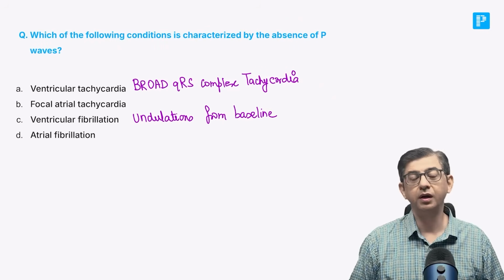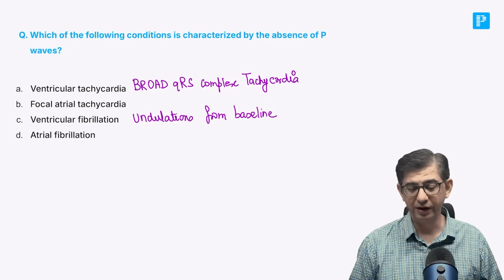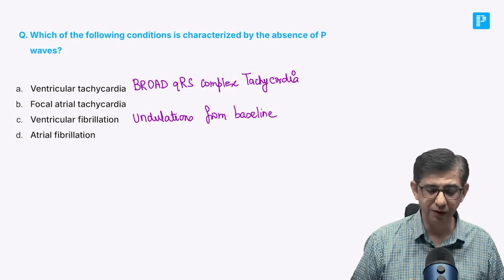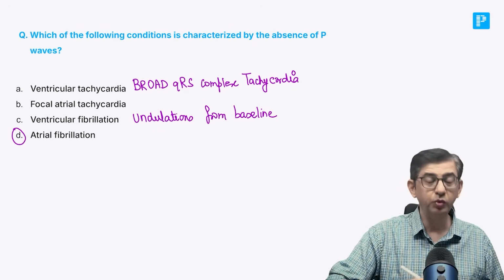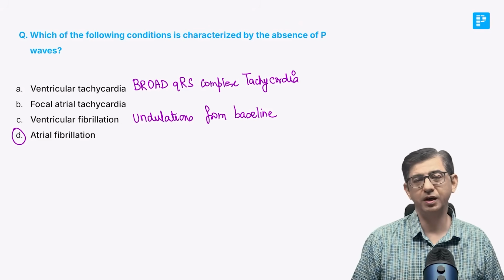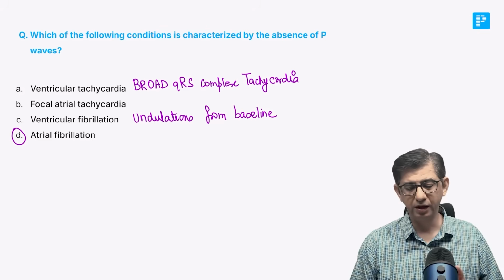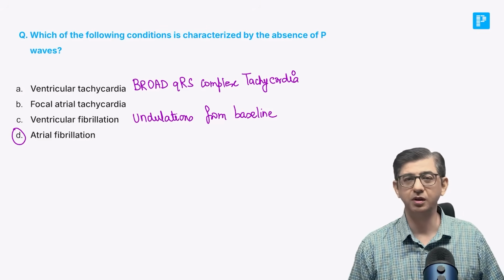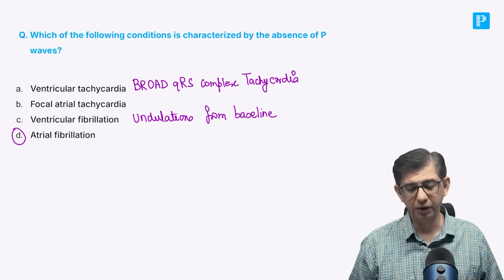Moving to the next one, again a very classical hardcore general medicine question. Which of the following conditions is characterized by absence of P waves? This would be unmistakable atrial fibrillation. Two conditions where we get absence of P waves are sick sinus syndrome and atrial fibrillation. We get it in hyperkalemia also, but considering that the remaining options in this question are from the tachyarrhythmia perspective, the answer will be option number D.